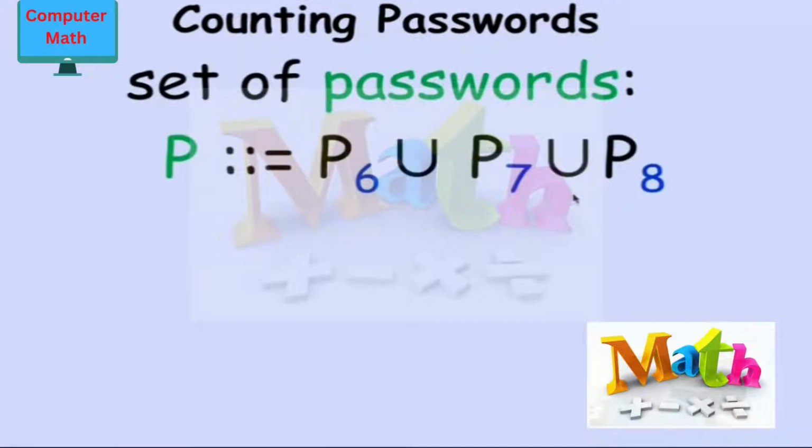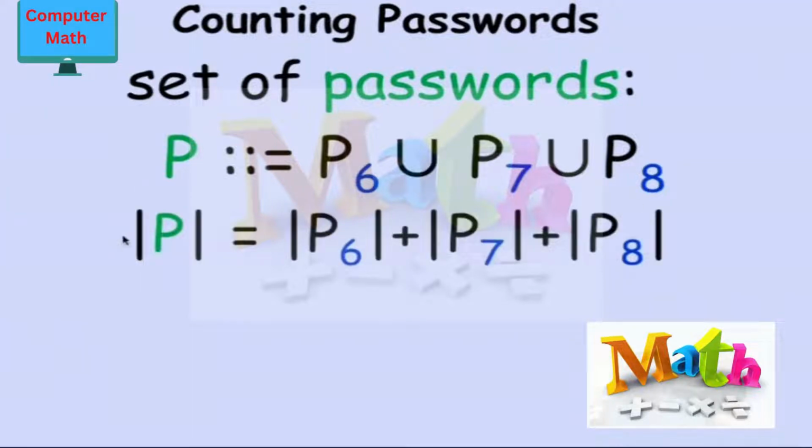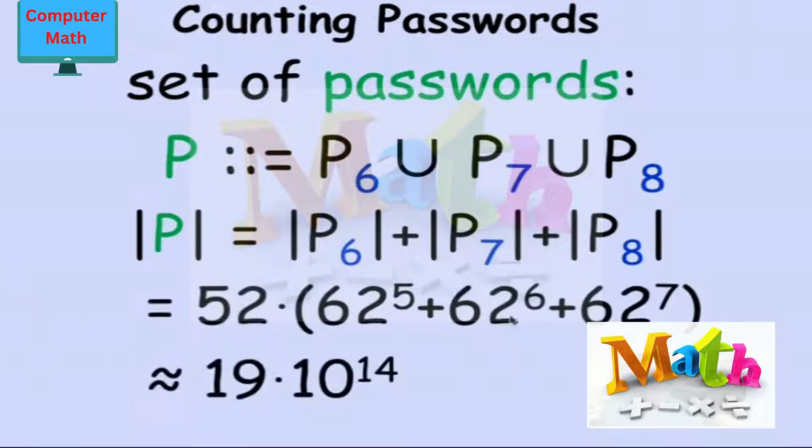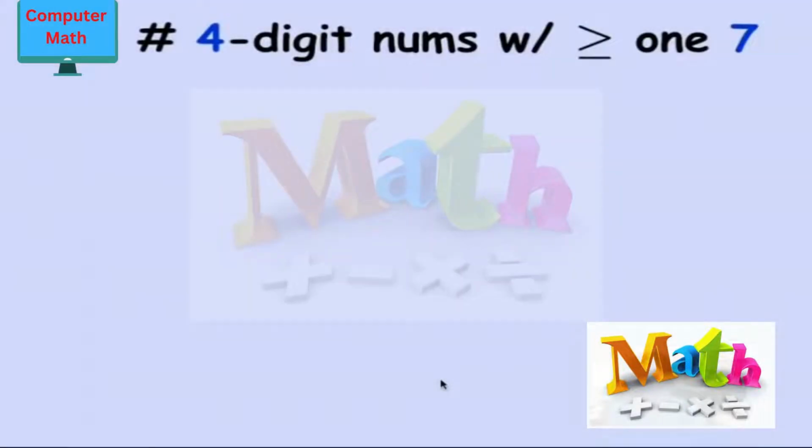Okay. What about the passwords? Well, the passwords were then P6 union P7 union P8. And since words of length 6 don't overlap with words of length 7 or 8, this is a disjoint union, and therefore the total number of passwords as specified is simply the size of P6 plus the size of P7 plus the size of P8. There's the formula when I plug in, and it turns out to be a good size number, 19 times 10 to the 14th.